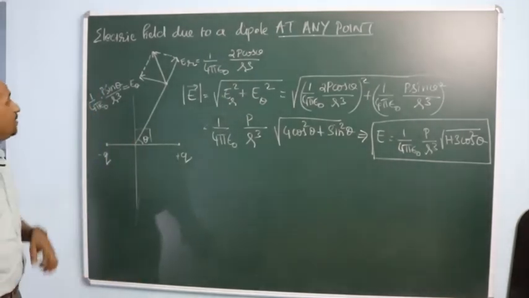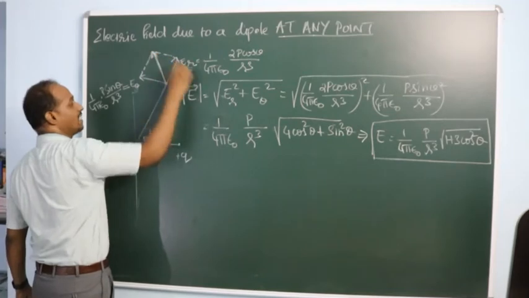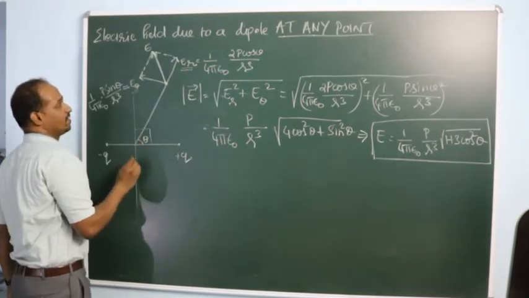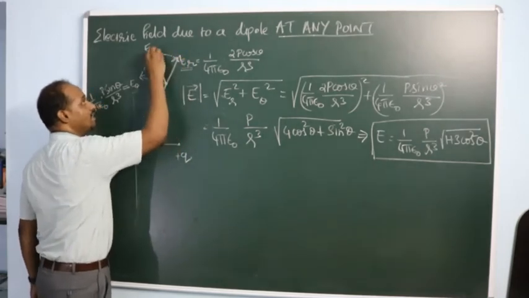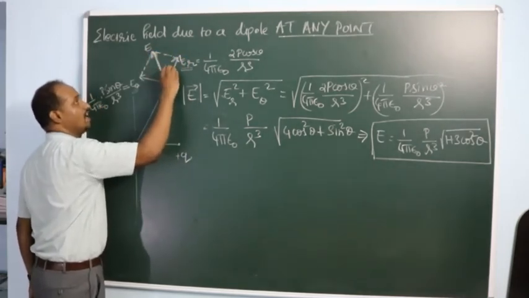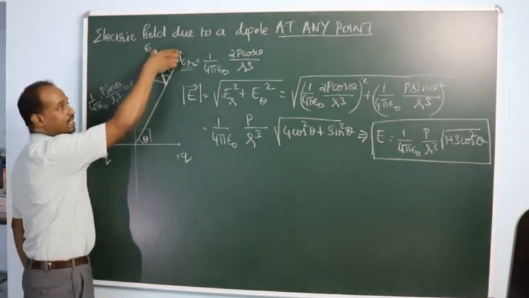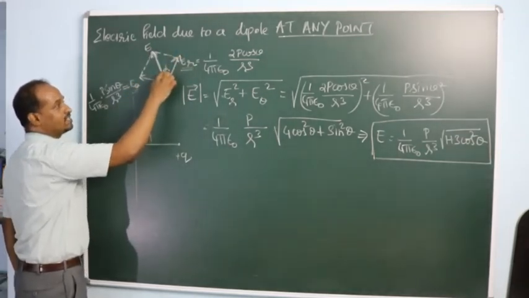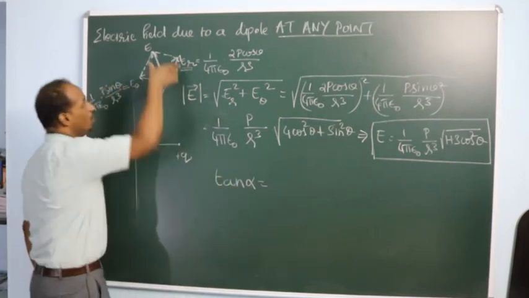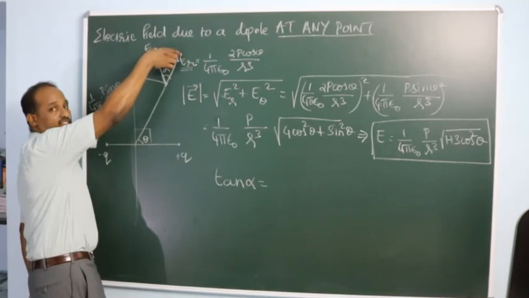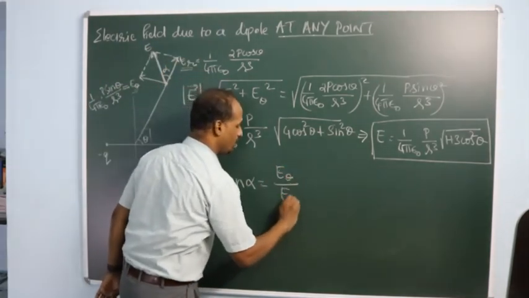The other thing is, this is E r, this is E theta, and this is the resultant electric field which you have found. Now the angle between the radial electric field and the resultant electric field, let us call it alpha. Then tan alpha is equal to the opposite side over the adjacent side, which is E theta by E r.